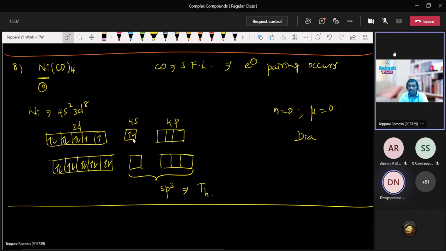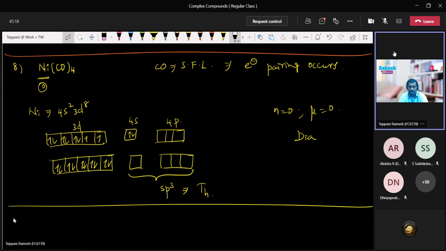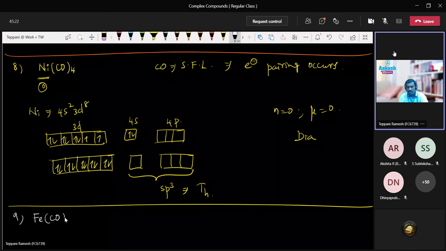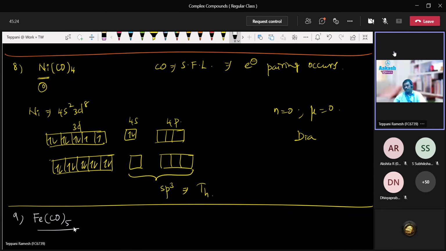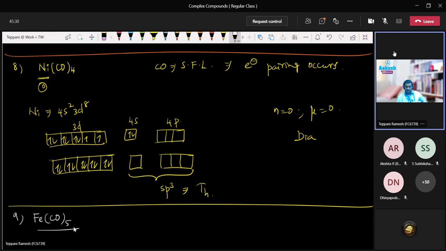Yes, even against the Aufbau rule also. The law is not clearly written in points, but examples are written like this. Even Hund's rule and Aufbau rule are violated here. Next one you have to solve. Are all of you following? Yes, sir.